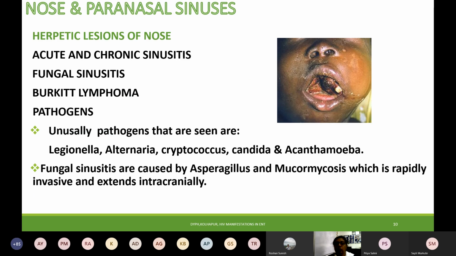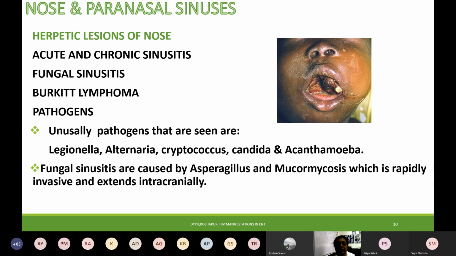So in the nose and paranasal sinuses, what we see is herpetic lesions of the nose. It may be associated with acute and chronic sinusitis. Fungal sinusitis is very common. Burkitt lymphoma is also common. The pathogens usually seen are Alternaria, Cryptococcus, Candida, and Acanthamoeba.